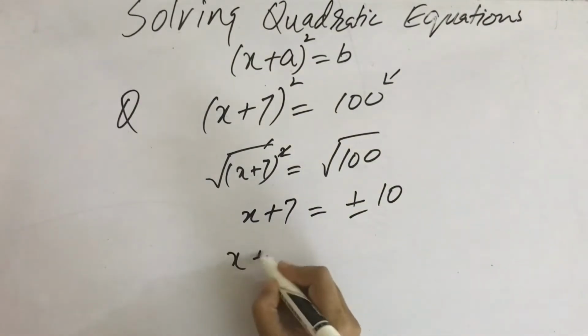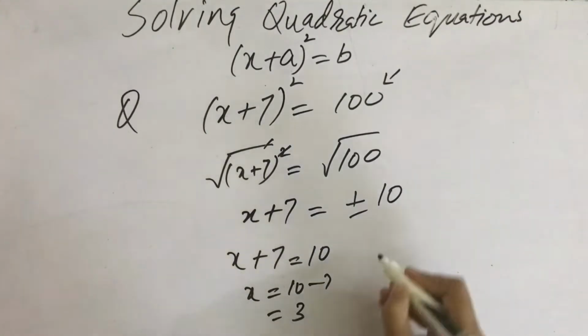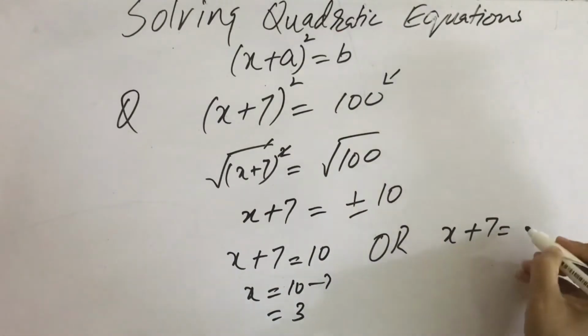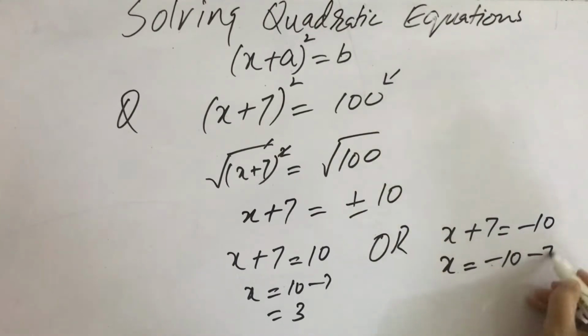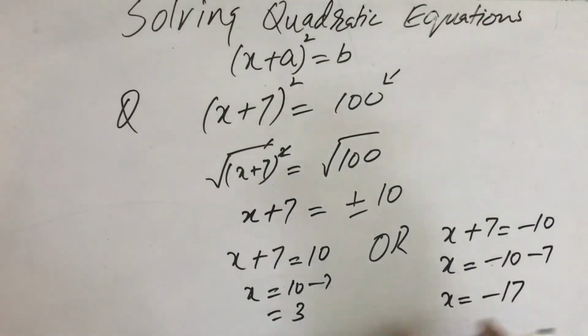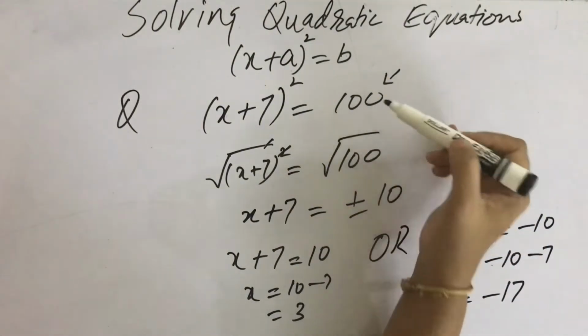One value of x will be 10 minus 7, that is 3, and the other value of x will be, when you will have here minus 10, minus 10 minus 7, and that will be minus 17. Notice here you have whole numbers because the number, the b, the number here was a perfect square.